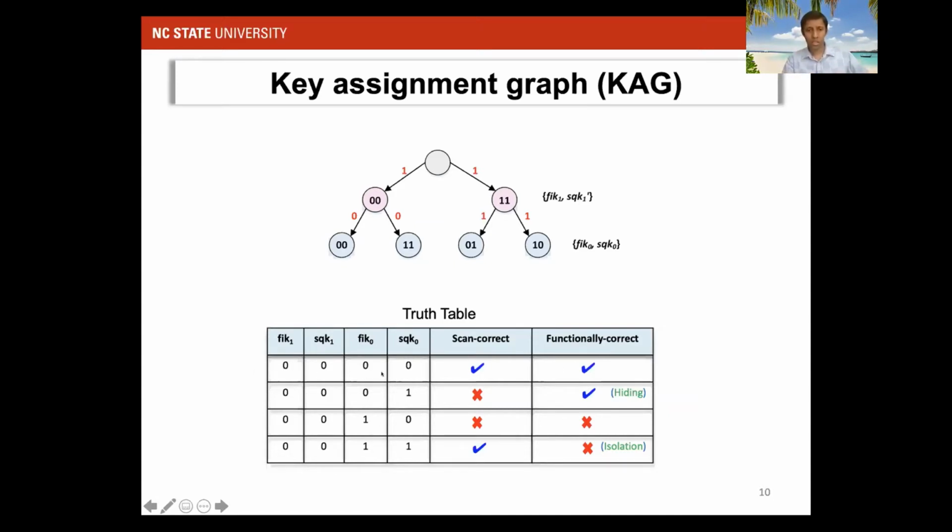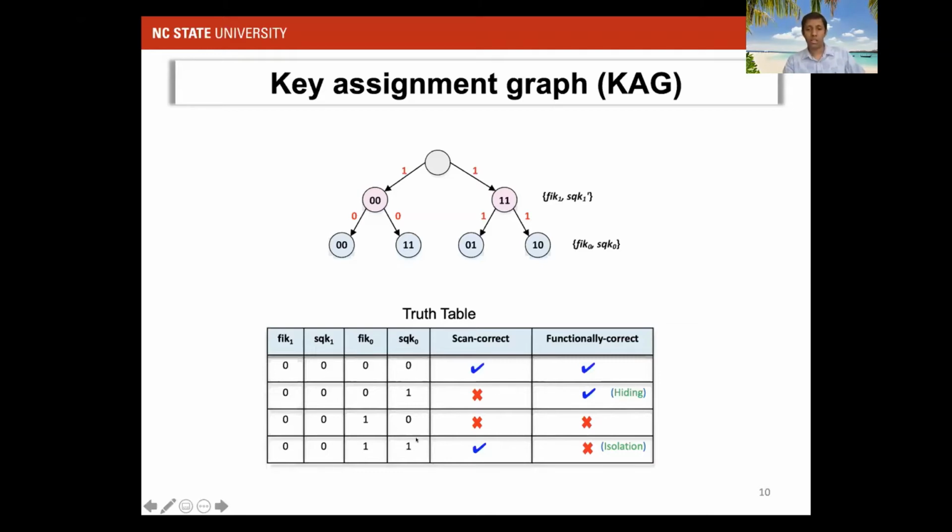The first case is scan correct, which means if you run the SAT attack, it is going to return that key. It is also functionally correct, which means if you apply that key, the circuit is going to function correctly, which means it's not secure. In the second case, it is functionally correct, but you cannot launch a SAT attack on that. That means you don't get this key when you run the SAT attack in scan mode, which means SeqL is able to hide a key, which is an important property of SeqL.